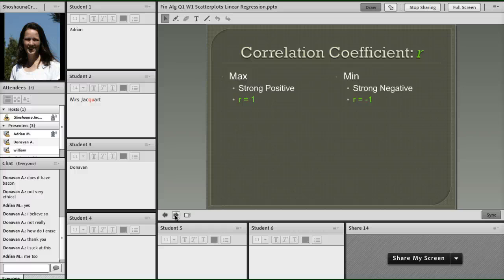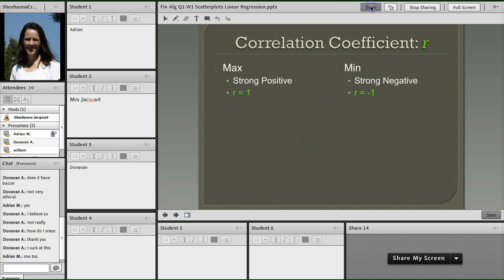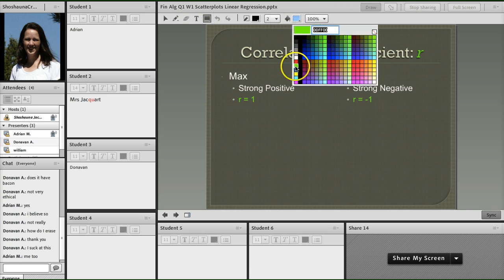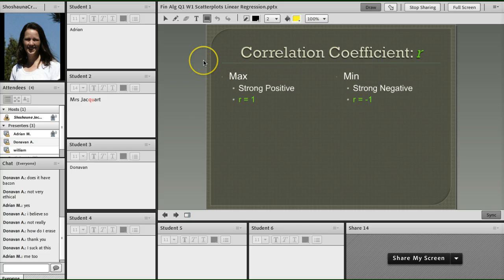Now, when we have a correlation, we have what's called a correlation coefficient. I gotta get to the draw part. Here's my draw part. I want to change colors. Go for yellow. Okay, so when we have a correlation coefficient, we represent it by the letter R.